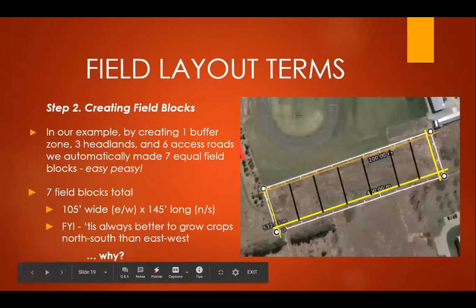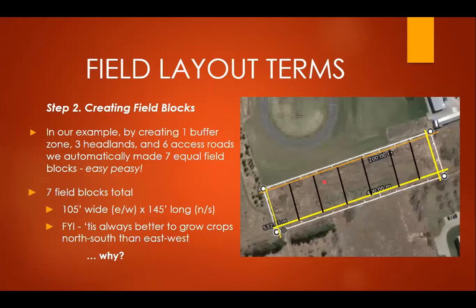So as I was saying, as soon as we added in our access roads on that step, on the Smith field anyway, our field blocks just kind of almost made themselves. The dimensions of these field blocks are 145 feet long going this way, and 105 feet wide going east to west.